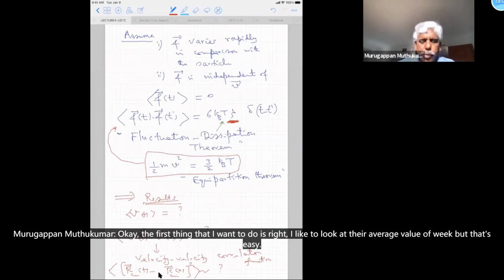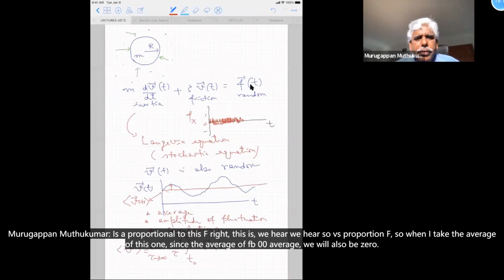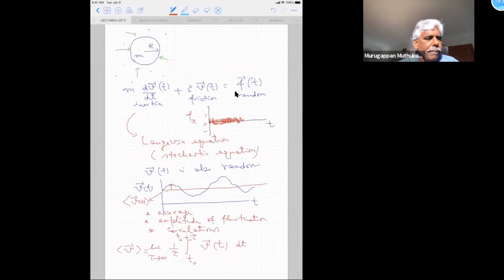The first thing I want to do is look at the average value of V. That's easy, because V is proportional to F. So when I take the average, since the average of F is equal to 0, the average of V will also be 0. We'll prove this a little later, but in principle, the average of V is 0 at any time.